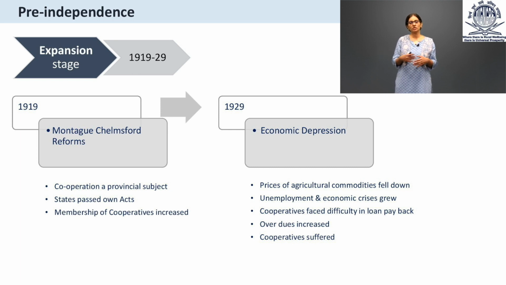As a result, the membership of cooperative societies increased considerably during this period. During this phase of 1919 to 1929, in 1929, the Great Economic Depression was witnessed by the whole world, and in India, the effects were felt very evidently. Prices of agricultural commodities fell down, unemployment and other economic crises grew. Agriculturalist farmers could not pay back the loans of these societies, and overdues increased, and the cooperative societies suffered greatly.